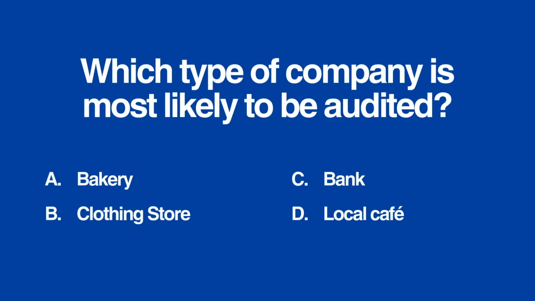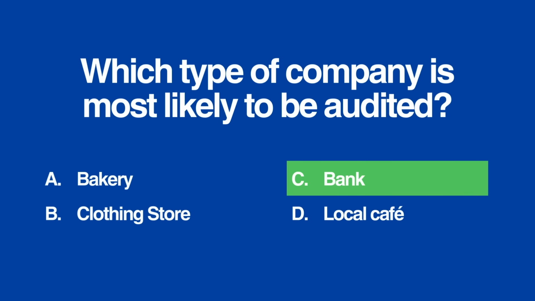Which type of company is most likely to be audited? A. A bakery, B. Clothing store, C. A bank, or D. A local cafe? And yes, the answer is C. A bank.